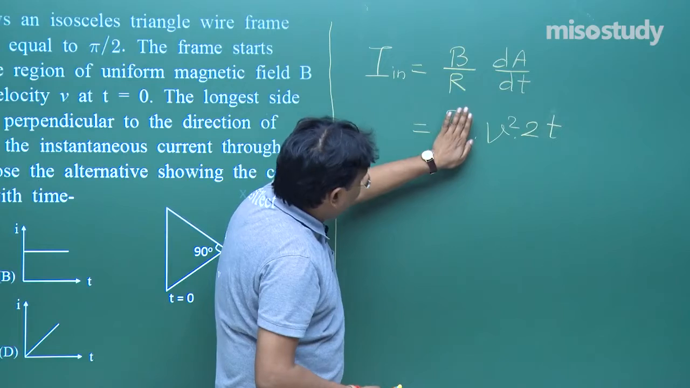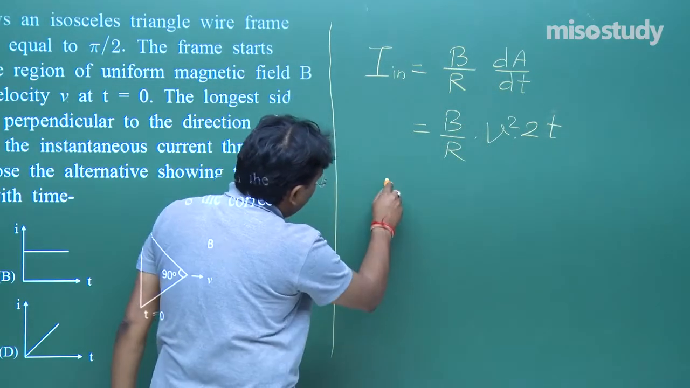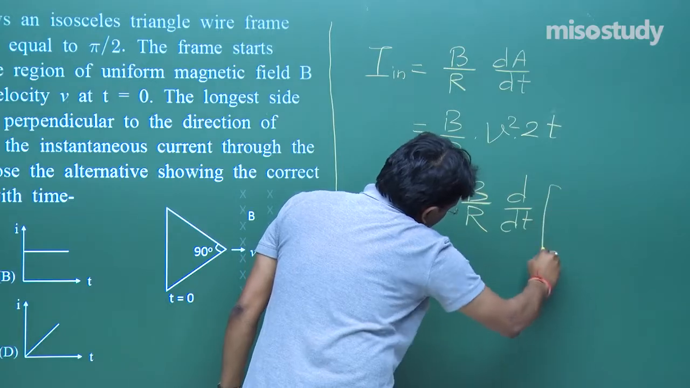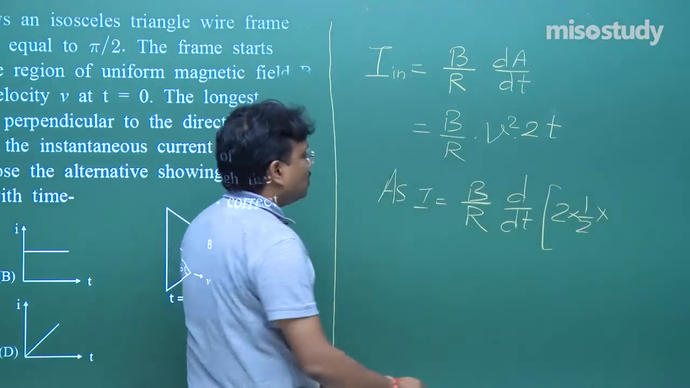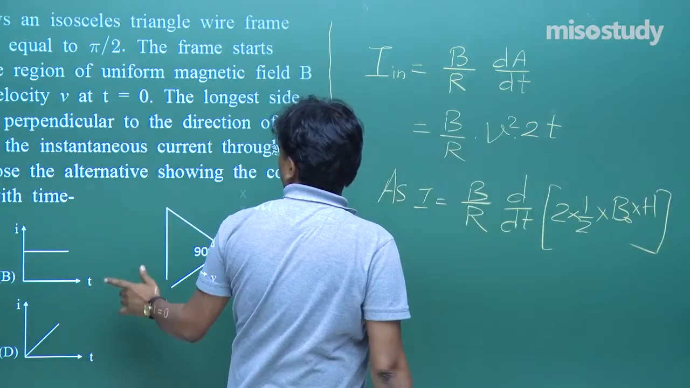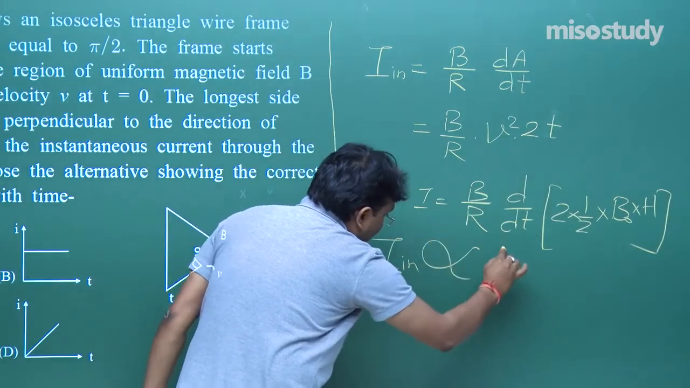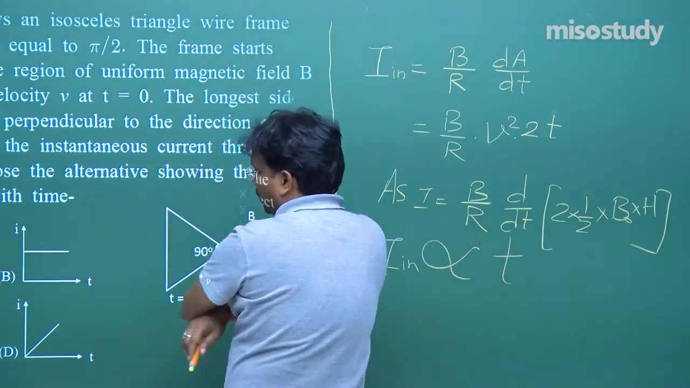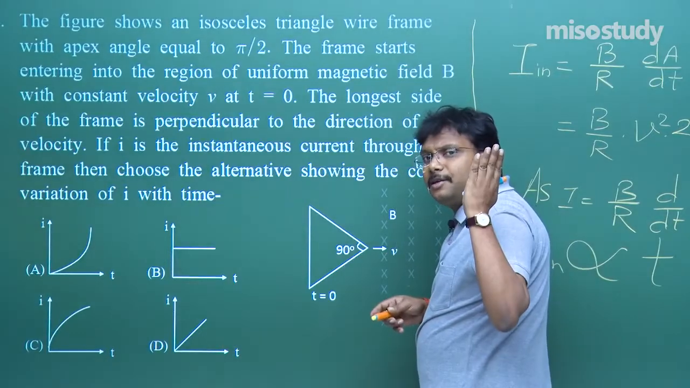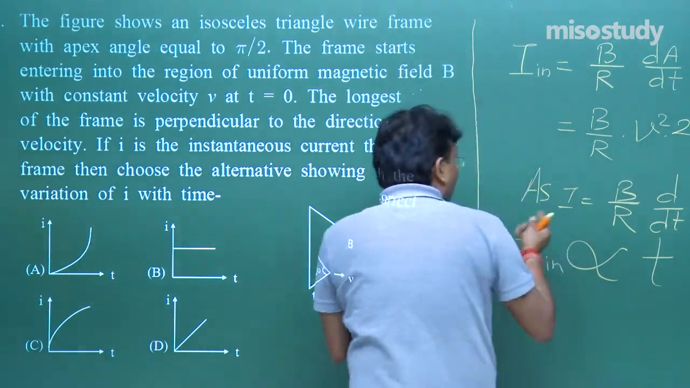Now, what should you do? B upon R out, d by dt. At the place of A, you should write down this expression. As I is equal to B upon R d by dt of 2 into 1 by 2 into B naught into H. I am just writing in the terms as it is given. So from here, after solving, you can say I induced is directly proportional to t, and the only graph which is representing this situation is this one. It is nothing, class 10th, V is equal to IR, V is directly proportional to I, that Ohm's law type of diagram.